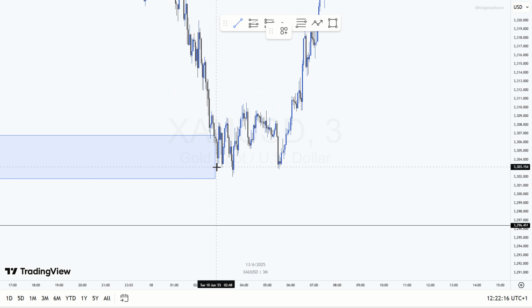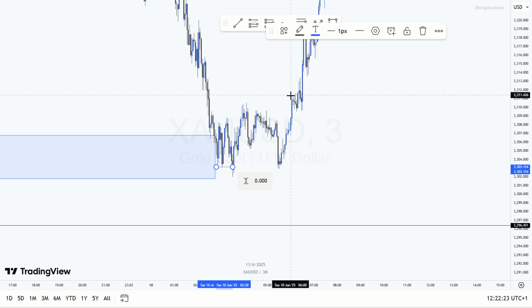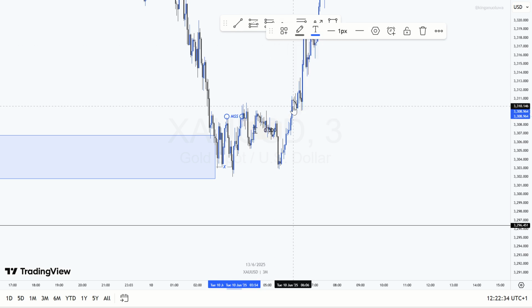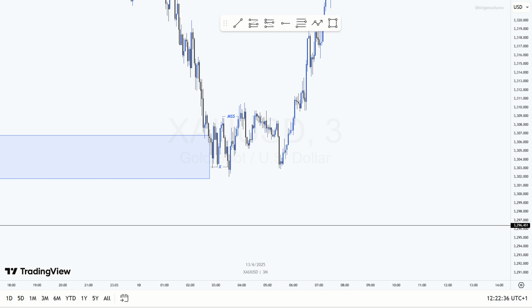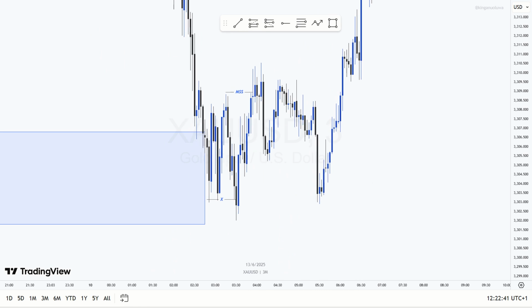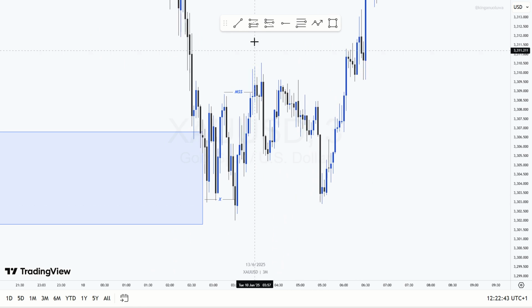So this is the last break of structure into that OB. Break of structure. This is my market structure shift right here. Let me just zoom in so you can see very well. Can you see that? This is my market structure shift right there.